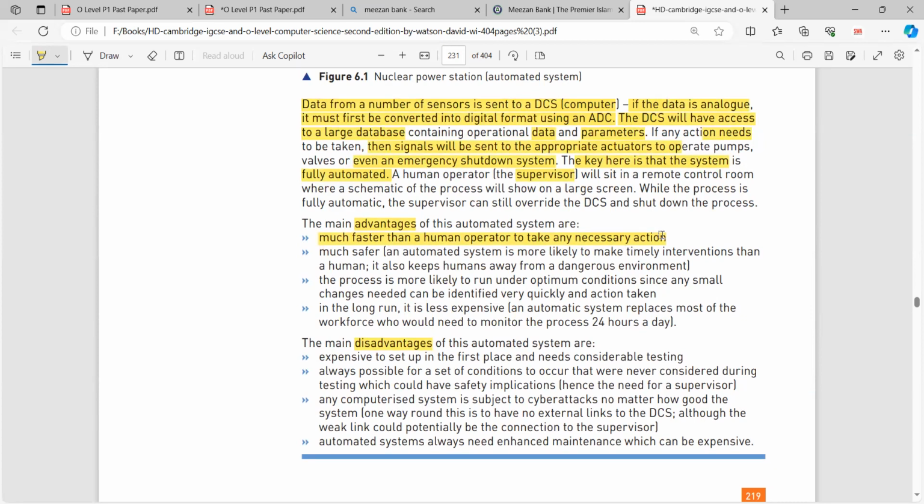लेकिन अगर मैंने एक सिस्टम ऐसा बनाया जो सारे सेंसर्स हमारे कंप्यूटर को बता रहा है, तो कंप्यूटर कैन प्रोसेस इट ऑन अ मच फास्टर रेट देन ह्यूमंस. अगेन ह्यूमन का रिएक्शन टाइम, ह्यूमन के एरर टाइम में कोई भी ऐसी एरर आ सकता है. Second thing is that it is much safer. Automated system is more likely to make timely interventions than human, and also it is also going to make the humans away from dangerous environment.